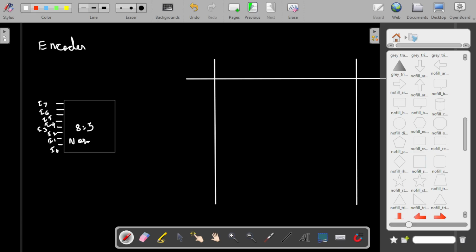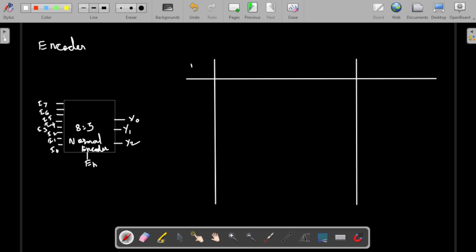There is also a priority encoder, which I will let you know about next. This is the enable, and here is the output Y. There are 3 outputs, right? So this is Y0, Y1, Y2. If enable is 0, whatever the condition may be, that will be skipped. We can take that into account.